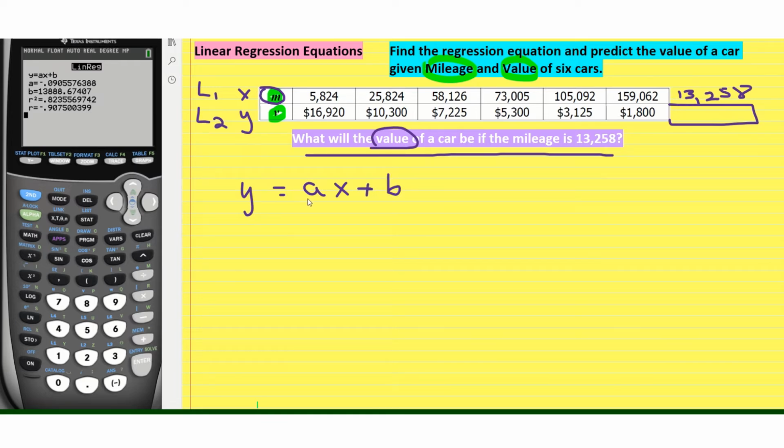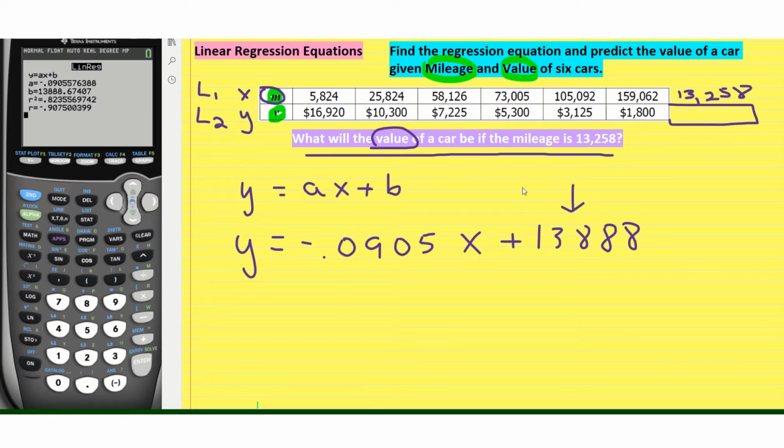There's no difference between the A and the M in the format that we're used to seeing and using. But this tells us what the A value is. It says that the A, which would be the same as the slope, or the M, is going to be equal to negative 0.0905. Okay, and then it says my X is going to remain an X, but then it gives me a B value. It says that my B value is going to be 13888. We'll leave it at that.